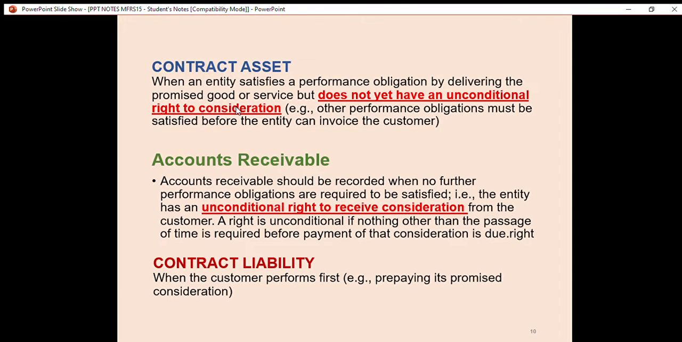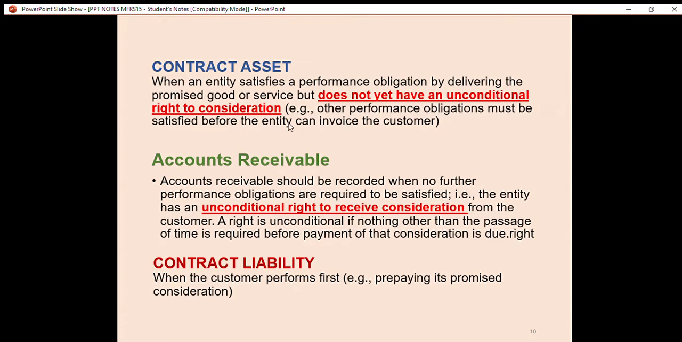Now let's have a look at the meaning of contract asset. As I said just now, a contract with a customer can give rise to a contract asset as well as a contract liability. What is the meaning of contract asset? A contract asset will arise when an entity satisfies a performance obligation by delivering the promised goods or services, but does not yet have an unconditional right to consideration. For example, other performance obligations must be satisfied before the entity can invoice the customer.